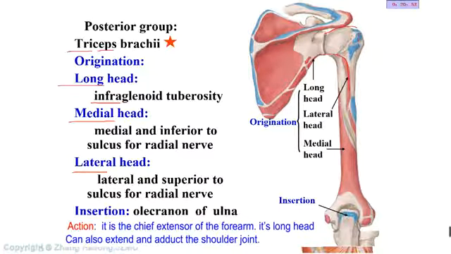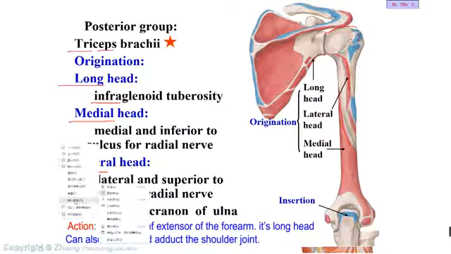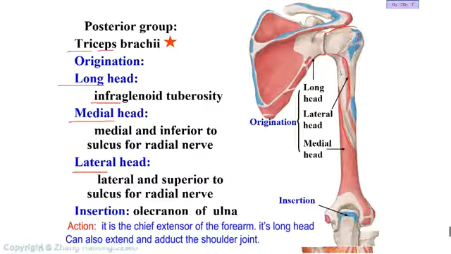Here is the medial head. The medial head is from the medial and inferior to a groove. I'll change to another color. There is a groove along the back of the humerus from medial to lateral, from superior to inferior. This groove is the sulcus for the radial nerve. And the radial nerve will walk in it. And the medial head is medial and inferior to the sulcus.